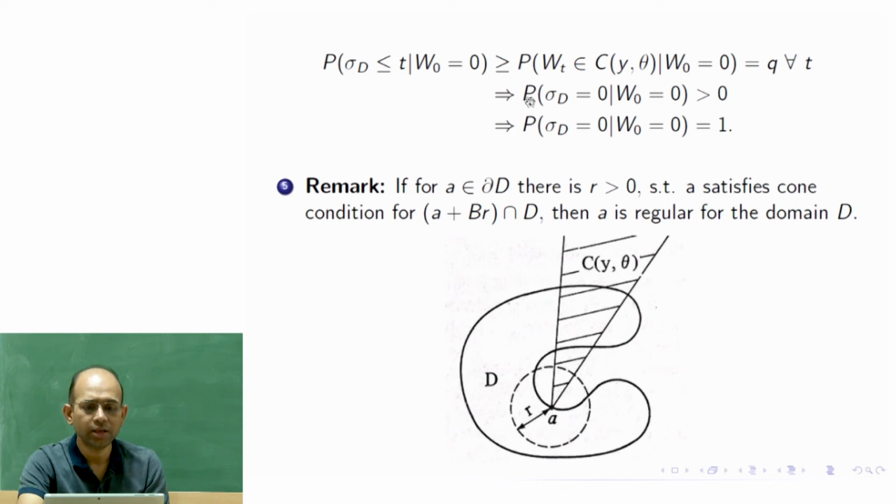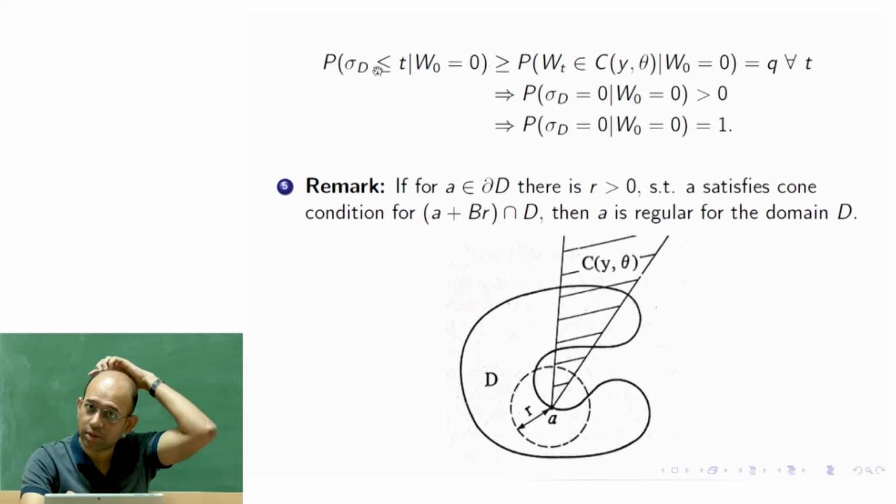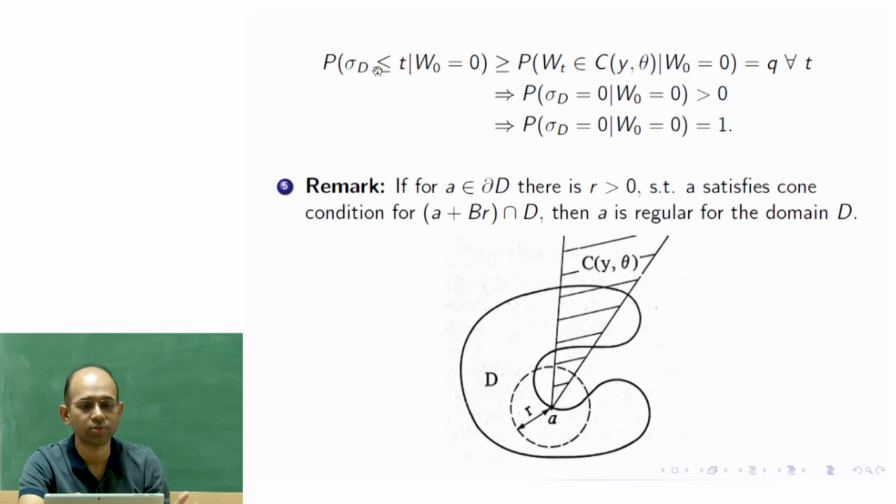That probability is already computed as q, and this holds for all t, it does not depend on t. It does not matter what t you choose. So the probability that sigma_D is equal to 0, given W_0 is equal to 0, would be positive, because q is positive and it is true for all t. Even if you take the infimum over all possibilities, the q would always remain there, so this would be greater than 0.